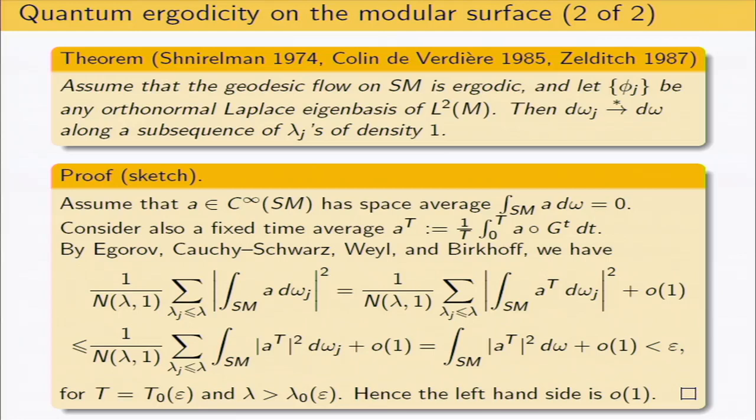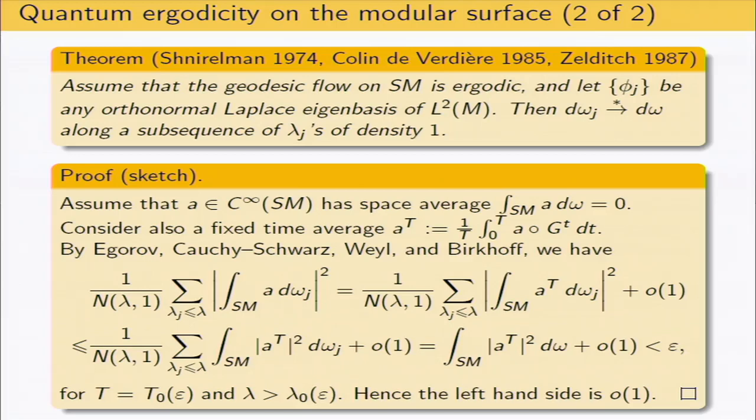And I want to make this less than epsilon for lambda sufficiently large. How can I make this less than epsilon? Well, first of all, I can choose T depending on epsilon so that this is less than, say, epsilon over 2. That's because of Birkhoff's theorem, and this is where we use that the geodesic flow is ergodic. And then depending on this T, which in the end depended on epsilon, there is a lambda sufficiently large so that this is also less than epsilon over 2. And so this way, depending on epsilon, for lambda sufficiently large, this average is less than epsilon.